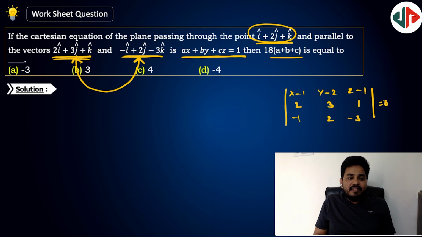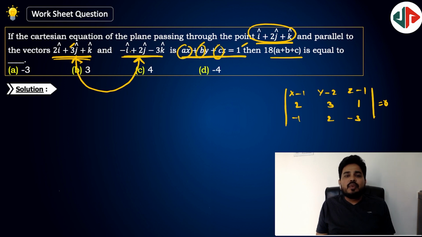Or another way of doing it is: this is perpendicular to this one, perpendicular to this one, and satisfies this one. From that you can find the A, B, C values. So it is up to you which is comfortable, either this one or the cross product, to get the actual A, B, C ratio.